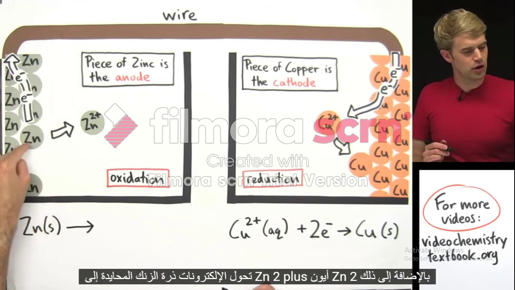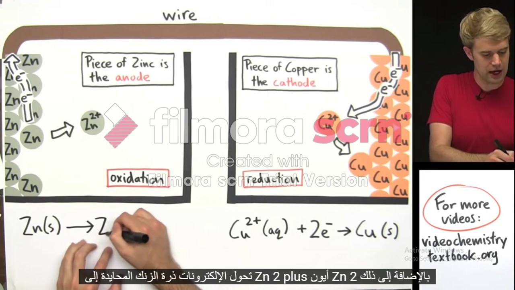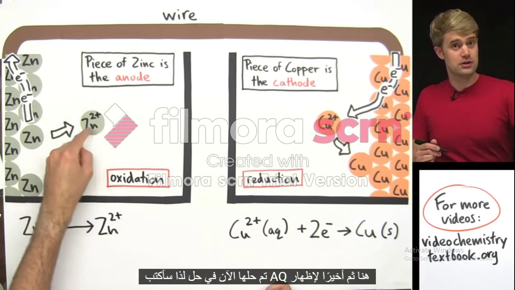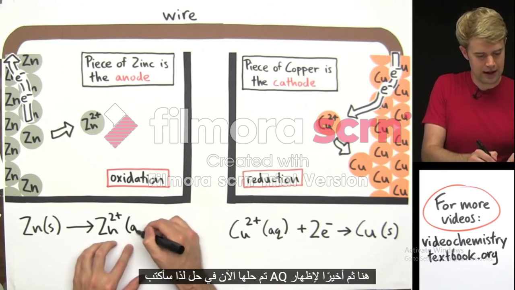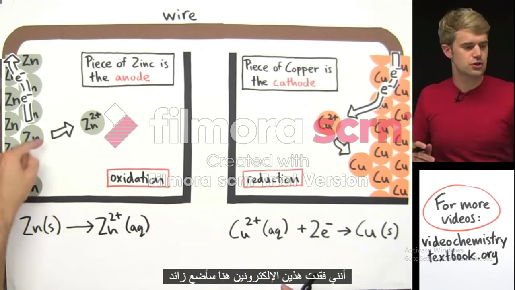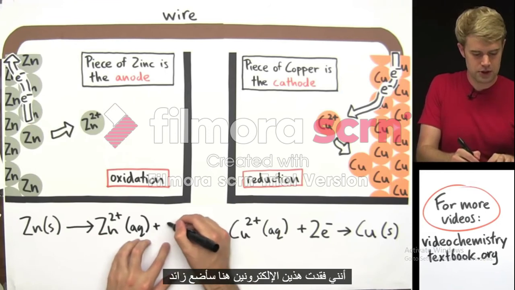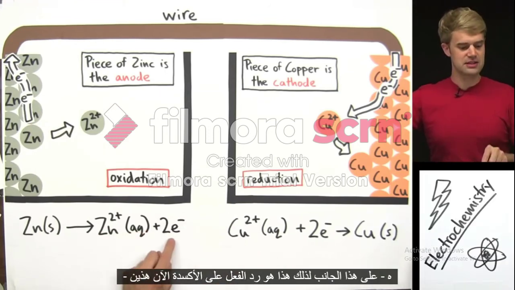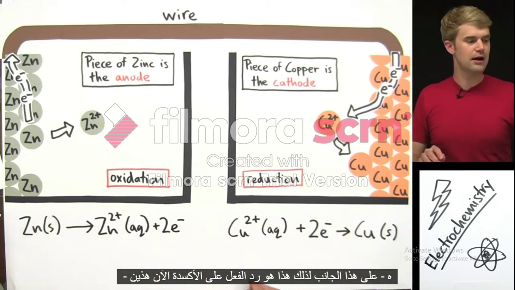Losing the electrons turns the neutral zinc atom into a Zn2+ ion, Zn2+, that is now dissolved in solution. So I'll write AQ here. And then finally, to show that I lost those 2 electrons here, I'll put plus 2e minus on this side. So this is the reaction for the oxidation.